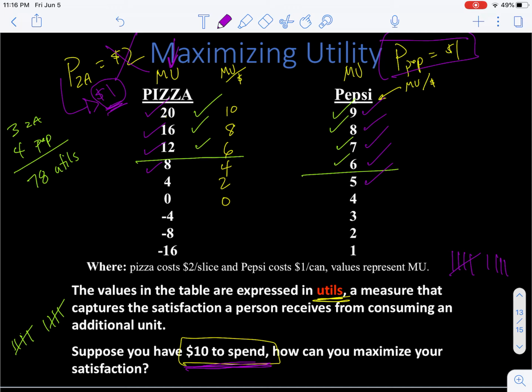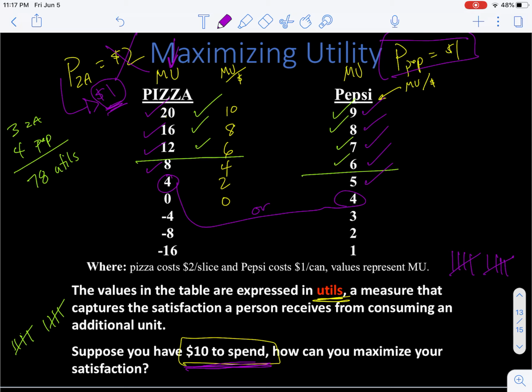What next? Pizza or Pepsi? Well, the next slice of pizza gives me 4. My marginal Pepsi also gives me 4, so I can buy either one. In fact, why don't I just get both? That's actually a question. Why don't I just get both? Because I've already spent $9. I only have $1 left, right? So I've got to get either this slice of pizza or this Pepsi, but not both. I can't afford both. So that's where we are. We're going to have either 4 pizzas and 6 Pepsis, or 5 pizzas and 5 Pepsis, one way or the other.